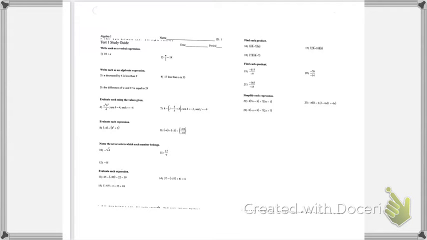Write a verbal expression. So it says 10 plus n. So remember, when we're doing these, we don't really want to use the word plus. So I'm going to say the sum of 10 and n. You could also say 10 increased by n. You could say the sum of 10 and a number. Any of those three would be correct.